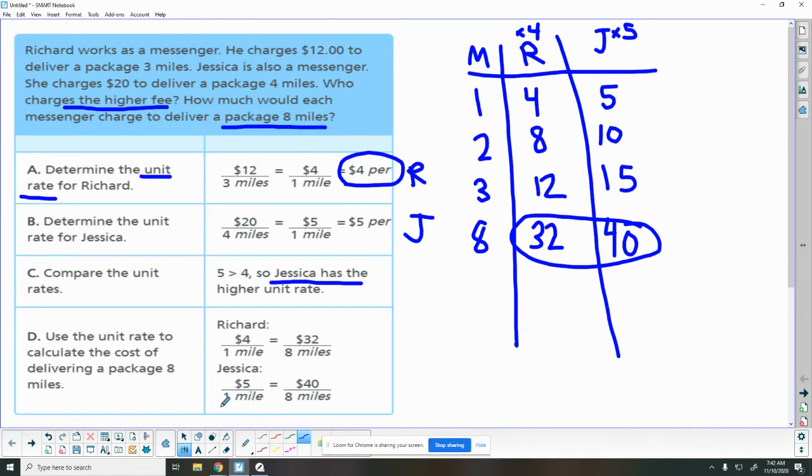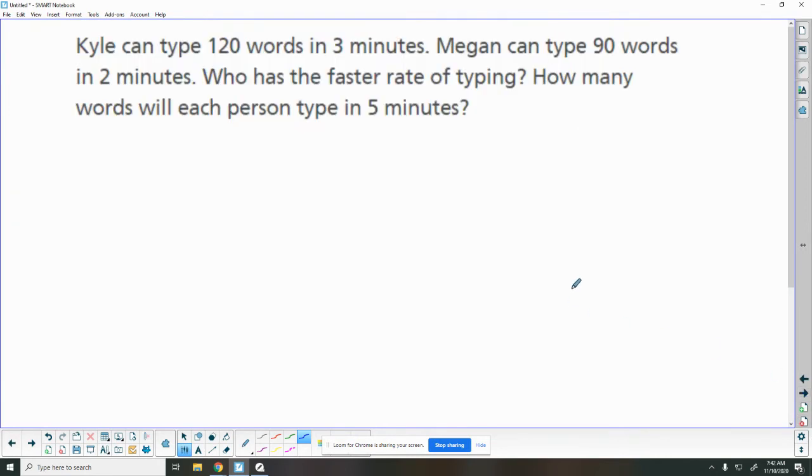So we set up our unit rate. How do I get from 1 to 8? Well, I times by 8. 5 times 8 is 40. So a table or these unit rate proportions are going to get us the same answer. Okay, let's go ahead and try one more where we're going to set it all up.